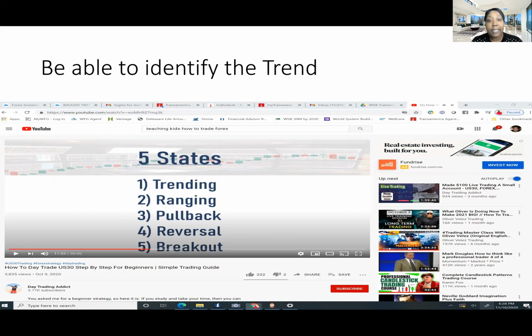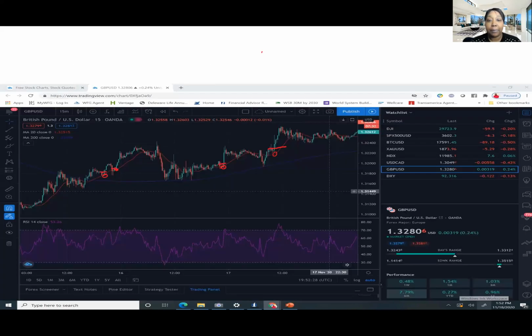Then you have a ranging market, which is where the market is going sideways. And then you have the pullbacks, reversals, and then the breakouts, which we'll get into later. Okay. But you want to be able to, number one, just identify the trend.